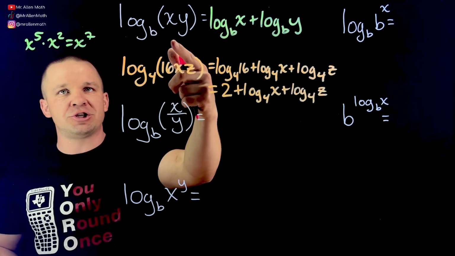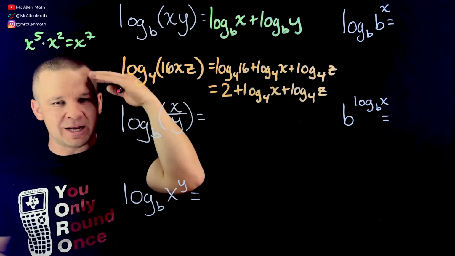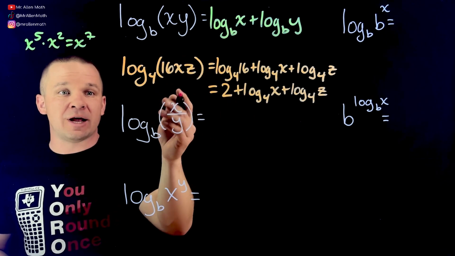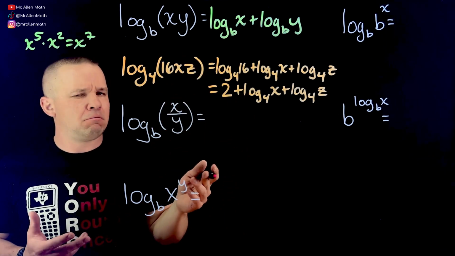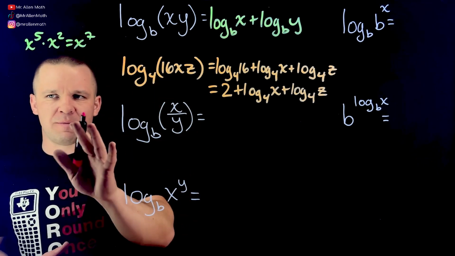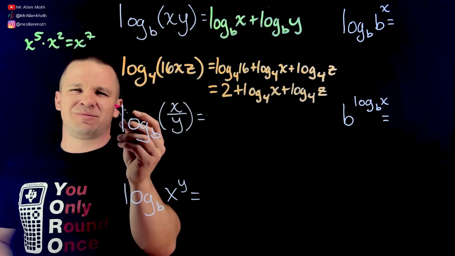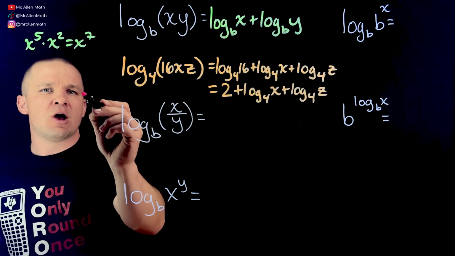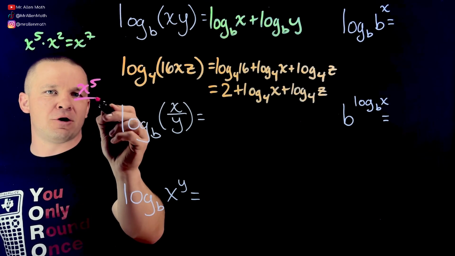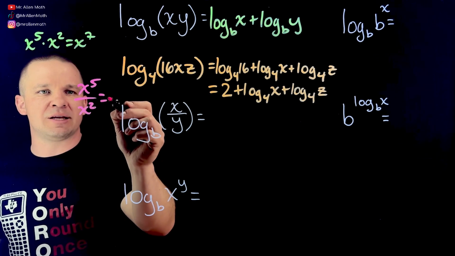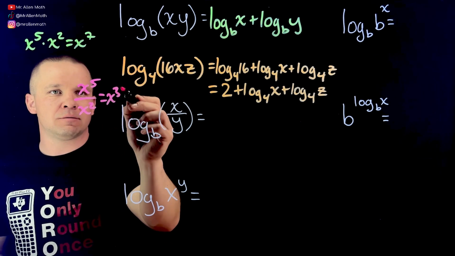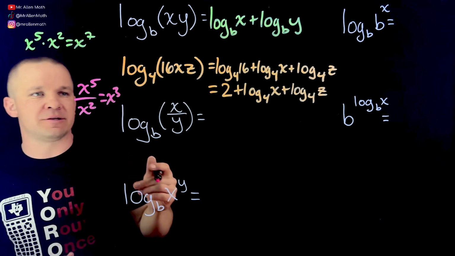So with multiplication, we need to add, right? We connected that to exponents. What happens when I divide with like bases with my exponents? Let's throw it on my face. If I had x to the 5th over x squared, what would I do with my exponents? I'd subtract them and I'd get x cubed, right?